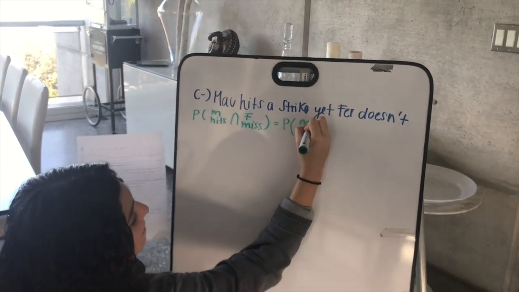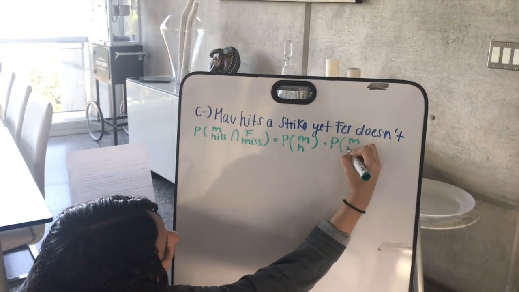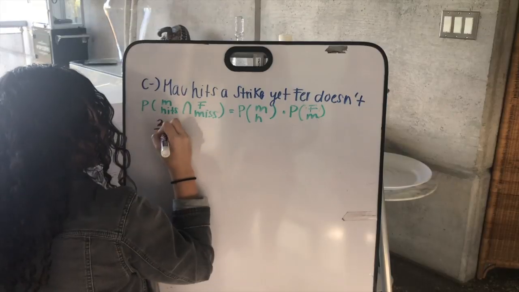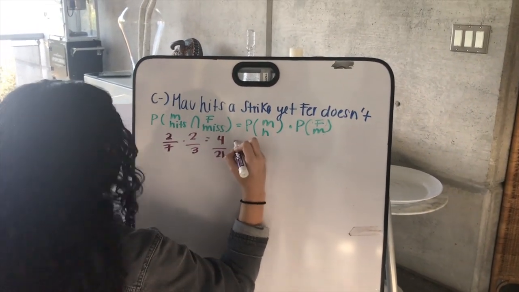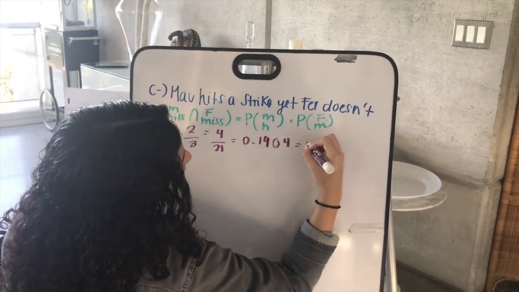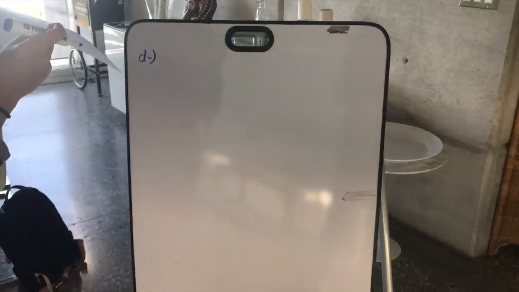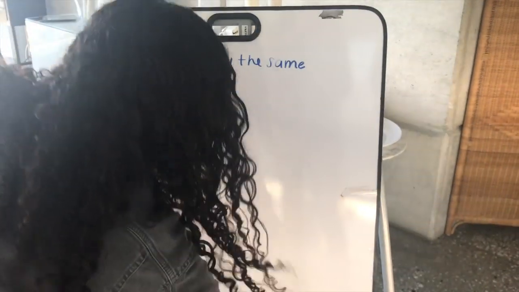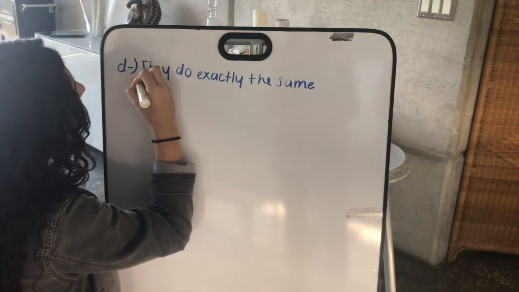Letter C tells us that Mao hits a strike, yet Fernanda doesn't. So what we're going to do is take the probability of Mao hitting and the probability of Fer missing the hit. So it's going to be 2/7 times 2/3, and that'll give me 4/21, which multiplied by 100, it'll give us 19.04%.